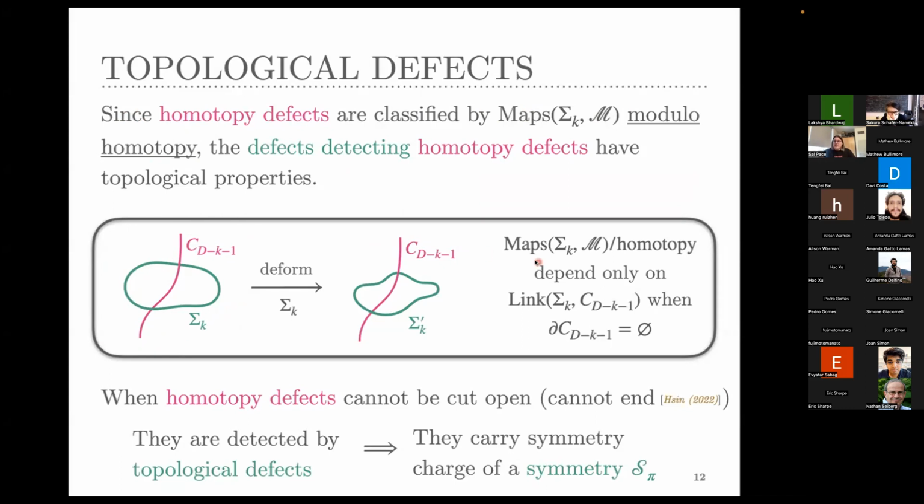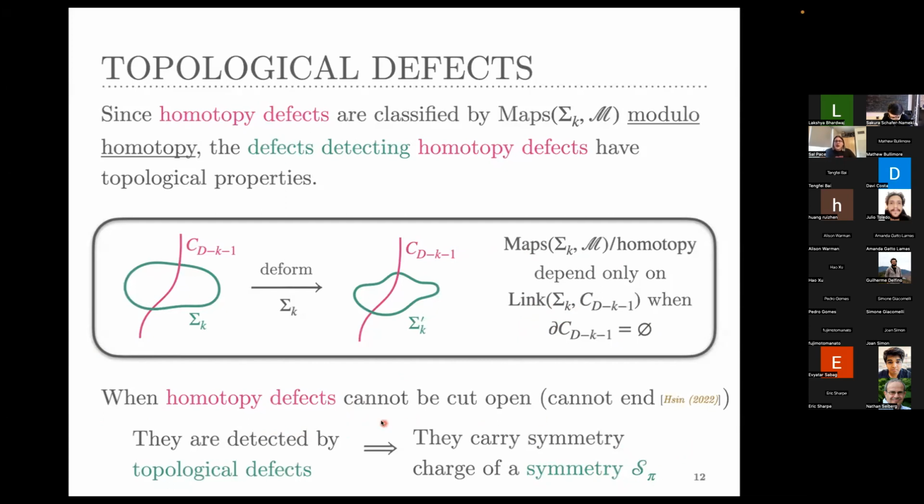Therefore, these maps from sigma k to m modulo homotopy depend only on the linking number between sigma and c when c doesn't have a boundary, okay? So when the homotopy defects can't be cut open, or equivalently they can't end, which is to say that there's no boundary, they're detected by topological defects. And if we put that in symmetry words, what this means is that they carry a symmetry charge of some generalized symmetry, which I'll call S pi.